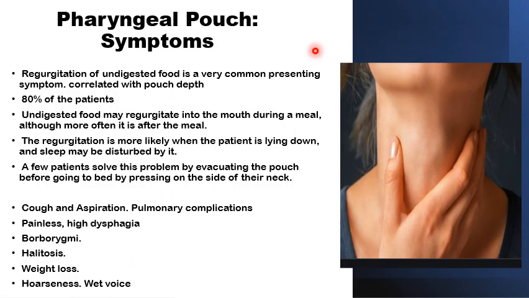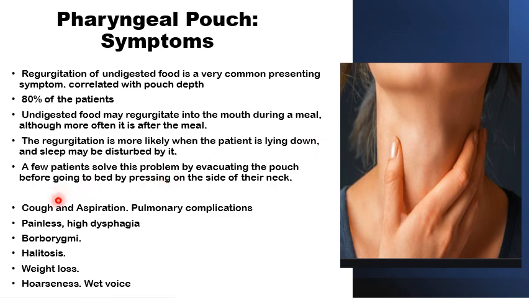The patients with pharyngeal pouches present. The most common presentation is regurgitation of undigested food. Almost 80% of patients with Zenker's diverticulum would have regurgitation. This can happen during the meals, but more commonly after the meals, particularly on lying flat or during sleep. Some patients would learn how to evacuate their pouches before going to bed to prevent the regurgitation during sleep.